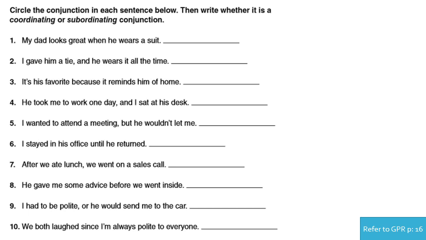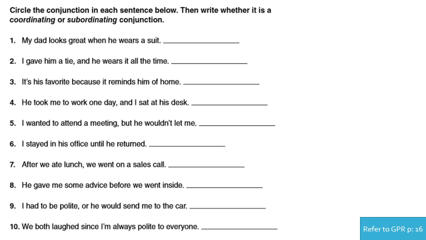What is the coordinating conjunction? A coordinating conjunction is one of the FANBOYS. F for, A for and, N for nor, B for but, O for or, Y for yet, and S for so. But you mostly use and, or, so, and but. Okay?